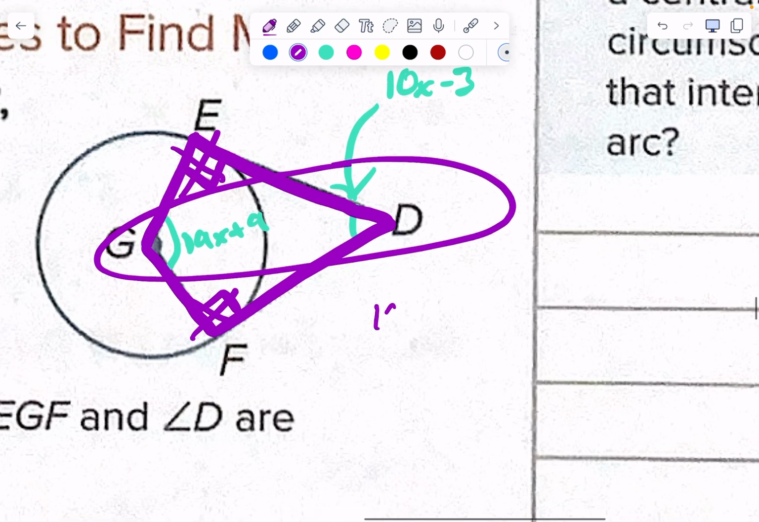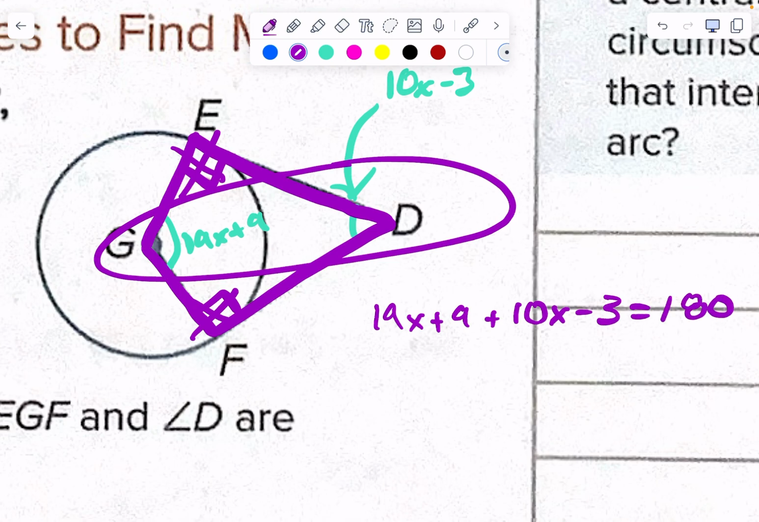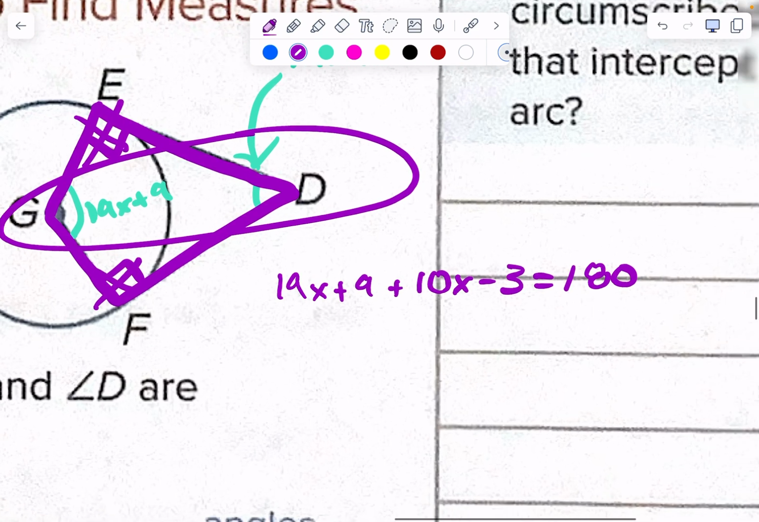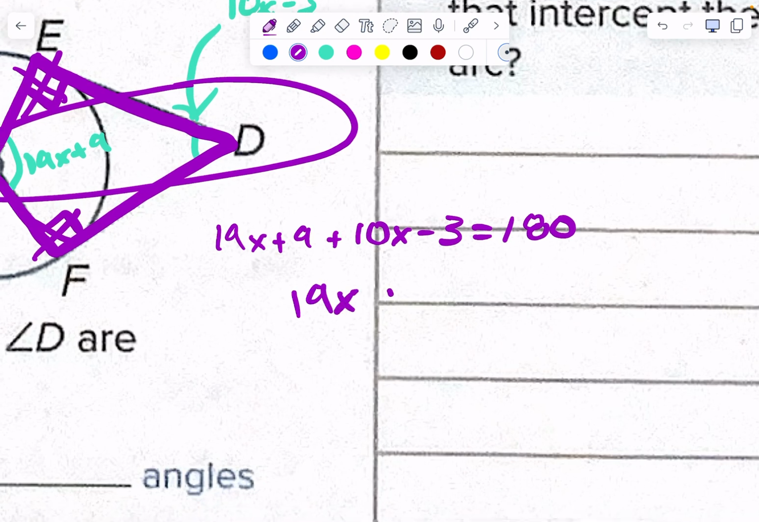So 19x plus 9 plus 10x minus 3 equals 180. They're not equal to each other. Obviously, angle G is bigger than the angle D, right? This looks like a bigger angle. So don't set them equal to each other. 19x plus 6 equals 180.